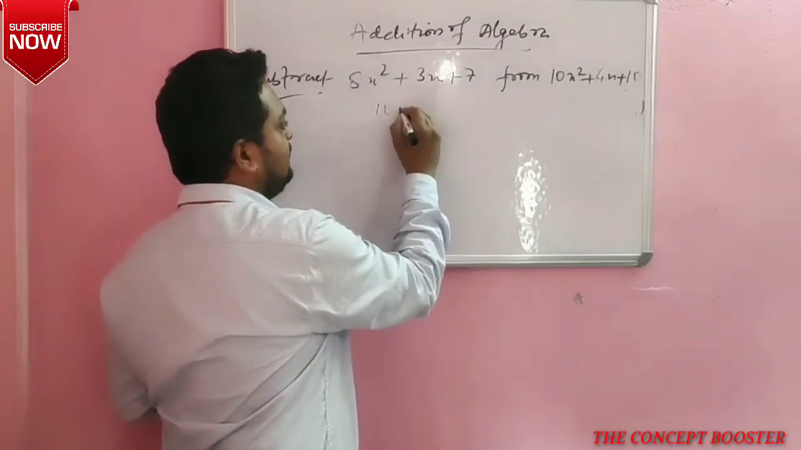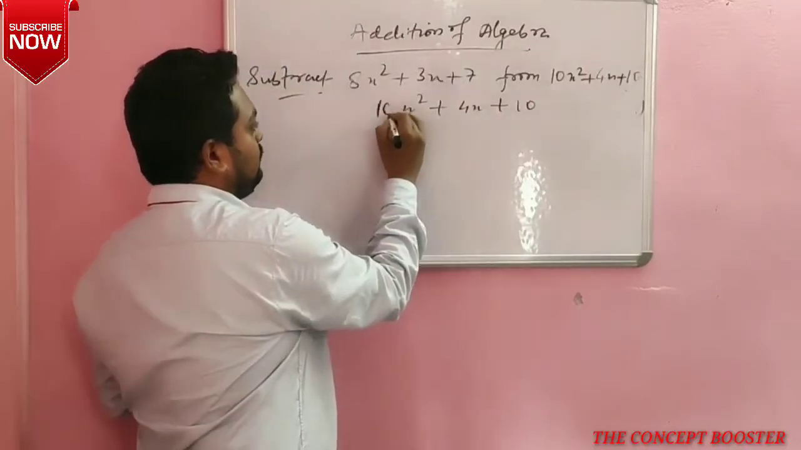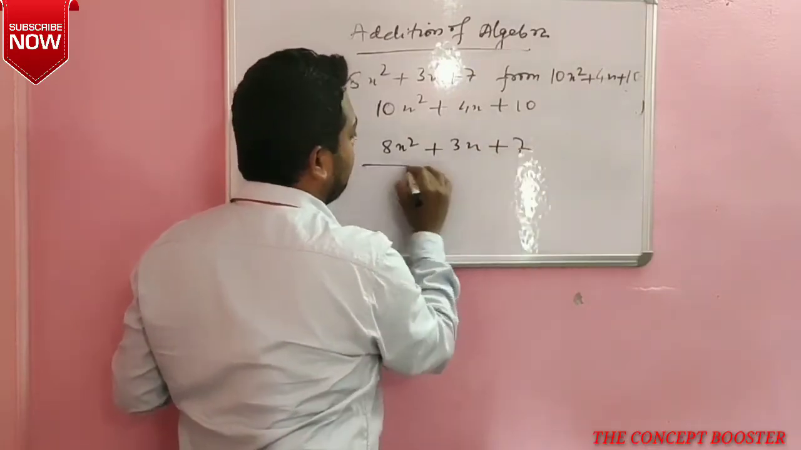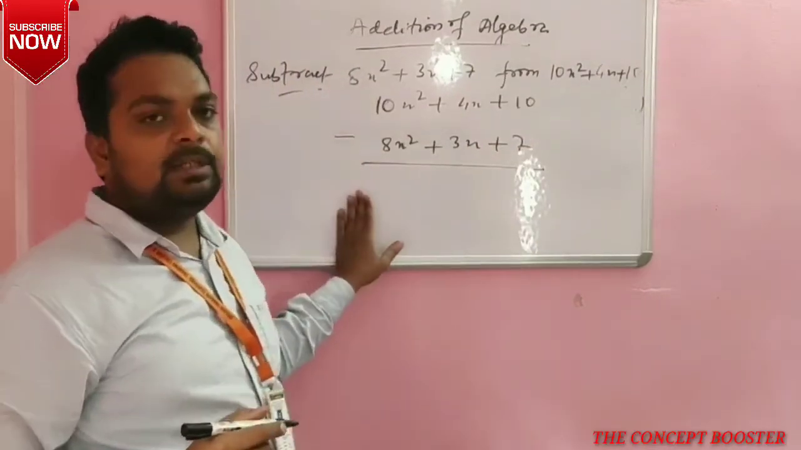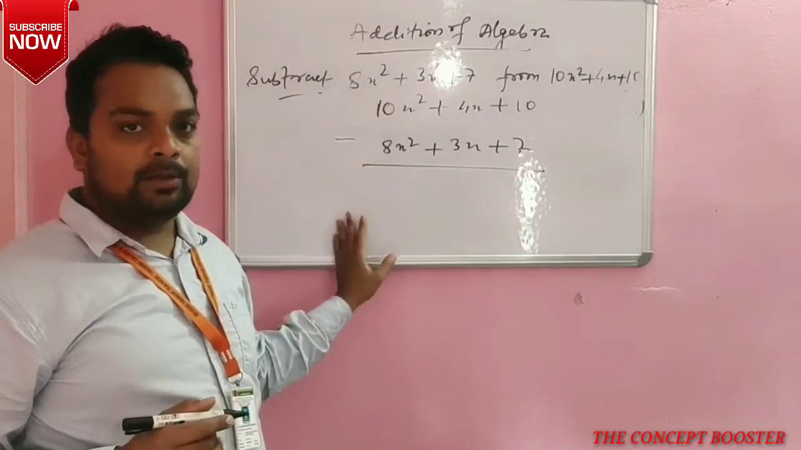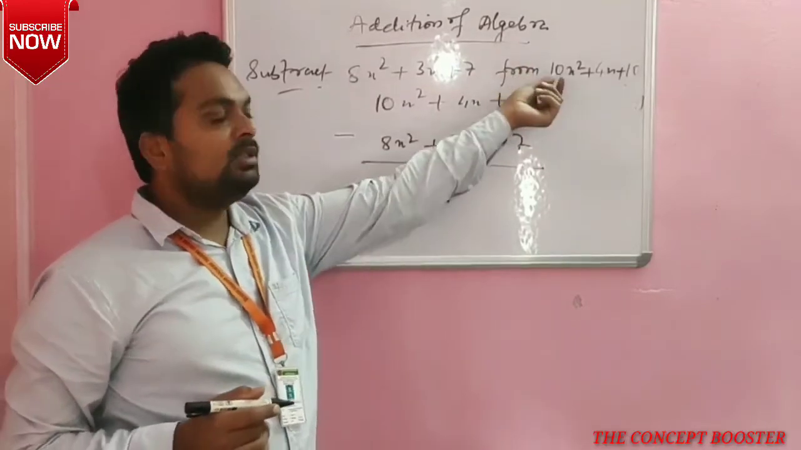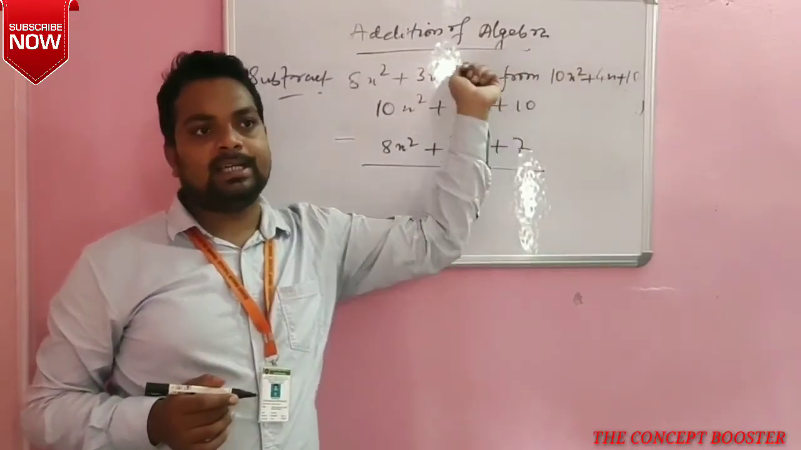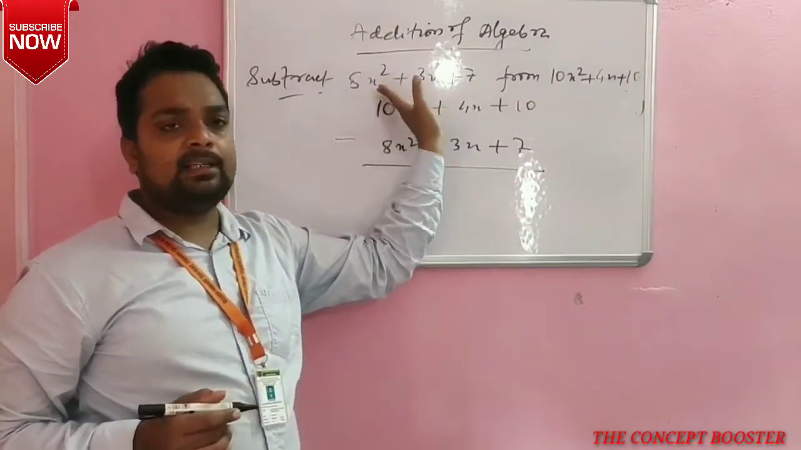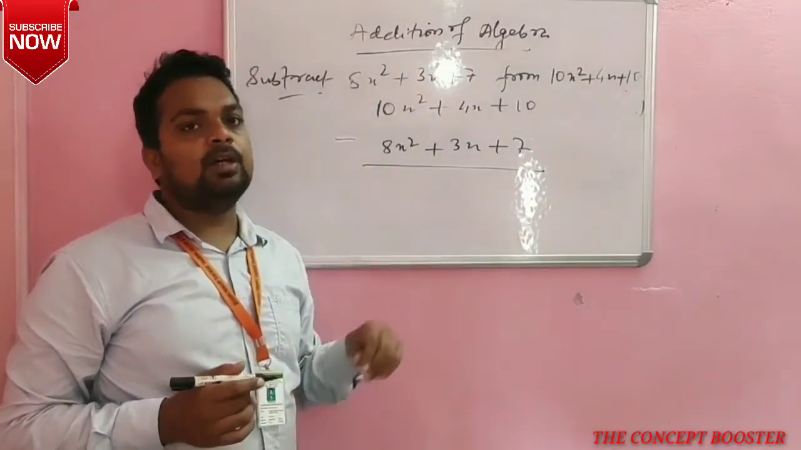Like if it is 10x square plus 4x plus 10, from which you have to subtract 8x square plus 3x plus 7, this will be written like this. If you write this one above and this one below, then it will be wrong. So always keep in mind, if it is written "from" in between them, you have to subtract the first one from the second one, not the second one from the first. In addition it is okay; if you are adding this with this and that with that, this is not a problem. But for subtraction it is a problem. You will always get a wrong result.